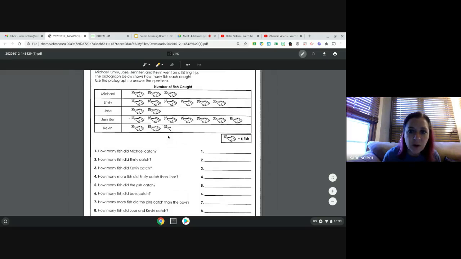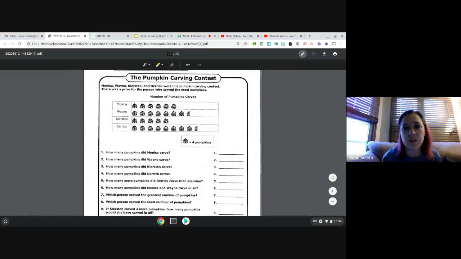And I want to show you something here. What do you notice right there? There's only half of a fish in the picture. That means that it stands for half of 6. What's half of 6? 3. So you'll answer the questions using that.